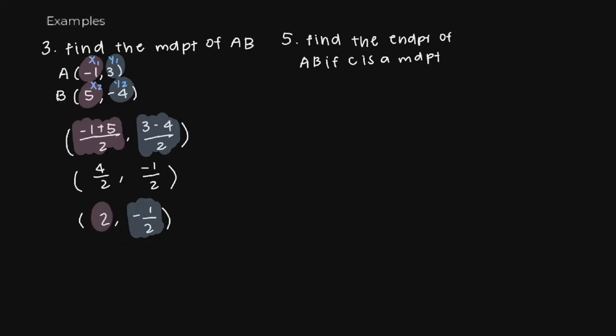Okay, I erased number 4 and just replaced it with number 5 here, just so we can do another problem that's similar. So we're finding the endpoint again, where C is the midpoint. So we're given that A is at 2, negative 2, and C is at 5, 1. So again, we can call B x2, y2.